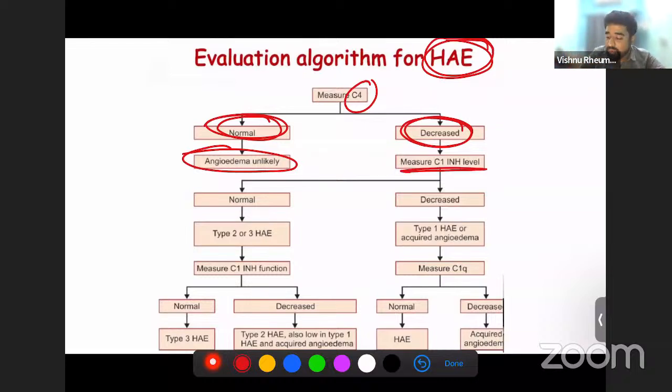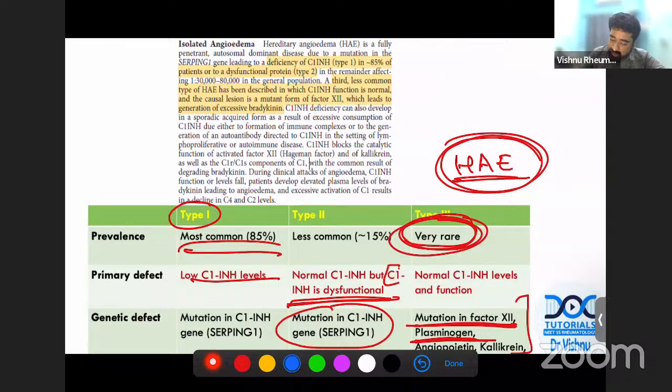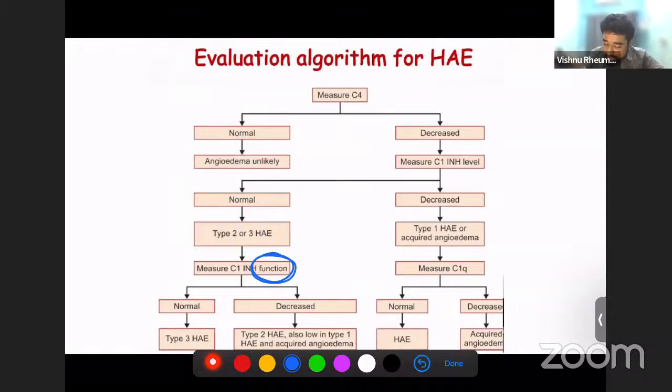However, if you see the levels of C1 esterase inhibitor and you see that the C1 esterase inhibitor levels are normal, then what do you get to? You get to these two conditions, that is your type 2 and type 3. That is either the functioning of that C1 esterase inhibitor is abnormal or that pathway is abnormal, that is your factor 12, kallikrein, all that pathway is abnormal. There, how can you differentiate? By seeing the function. If the function is decreased, it is type 2. If the function is normal, it is type 3, as simple as that.